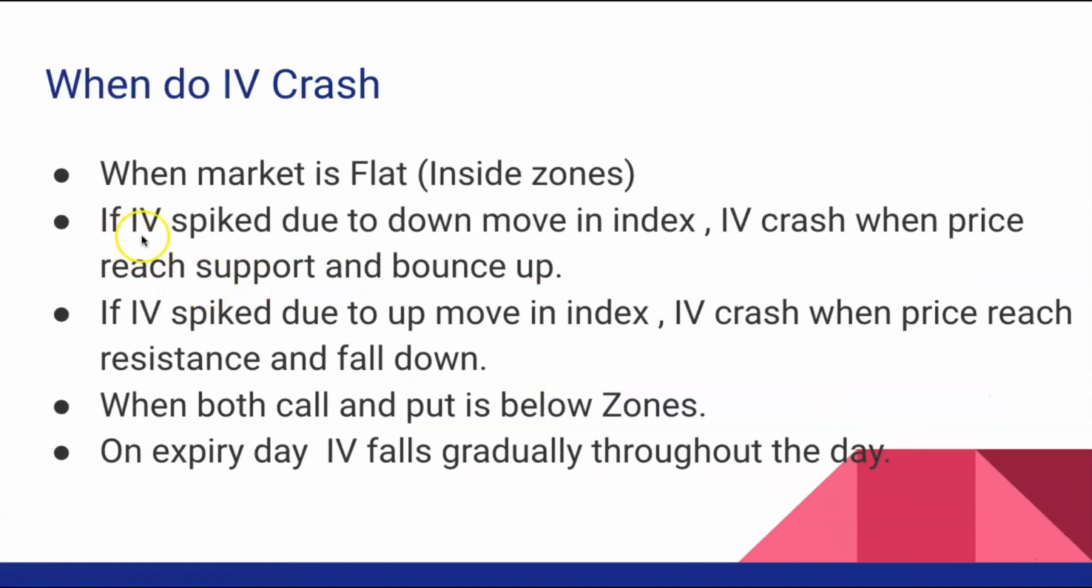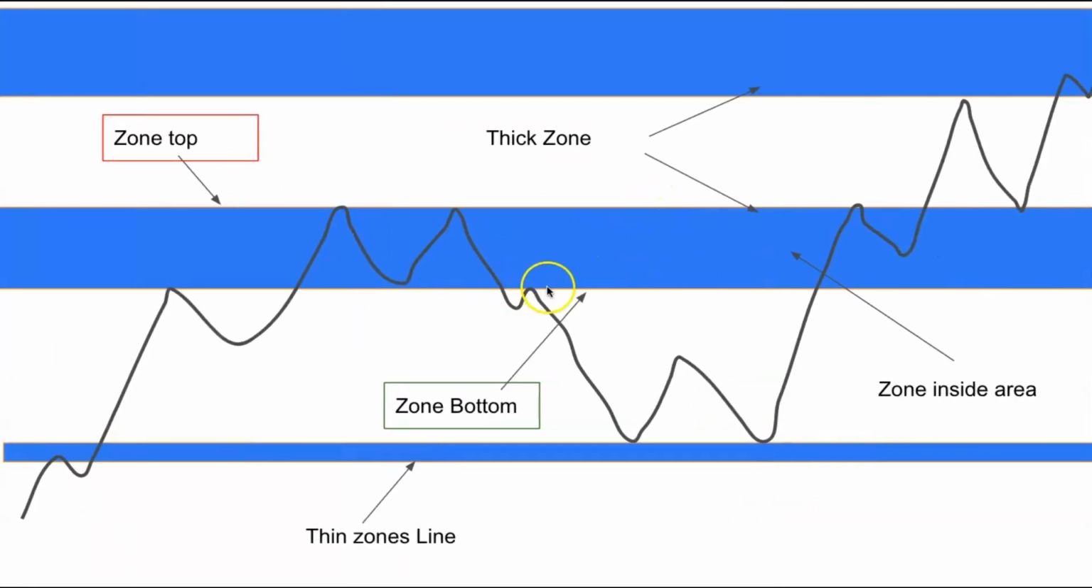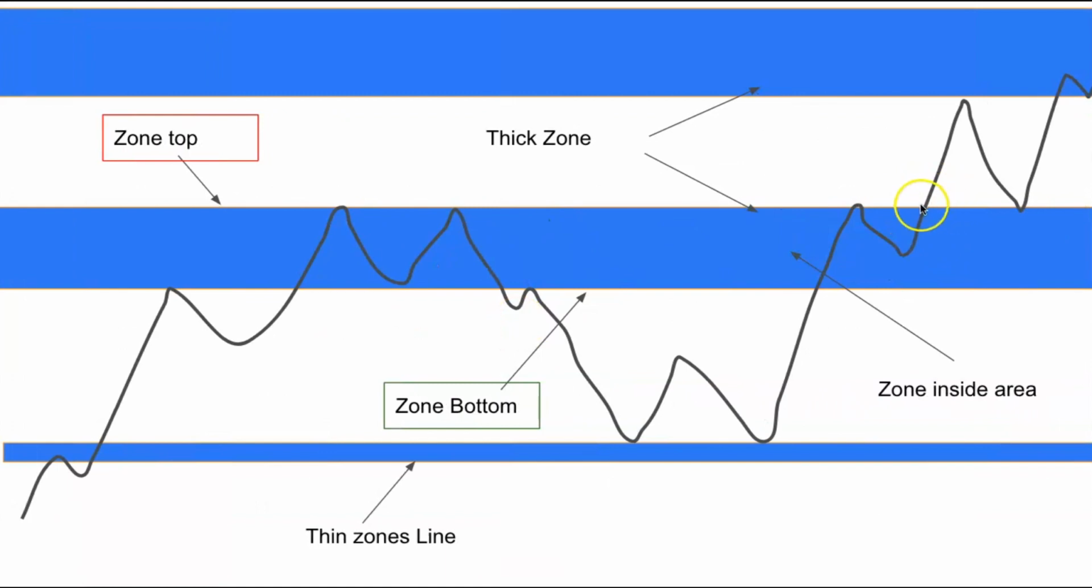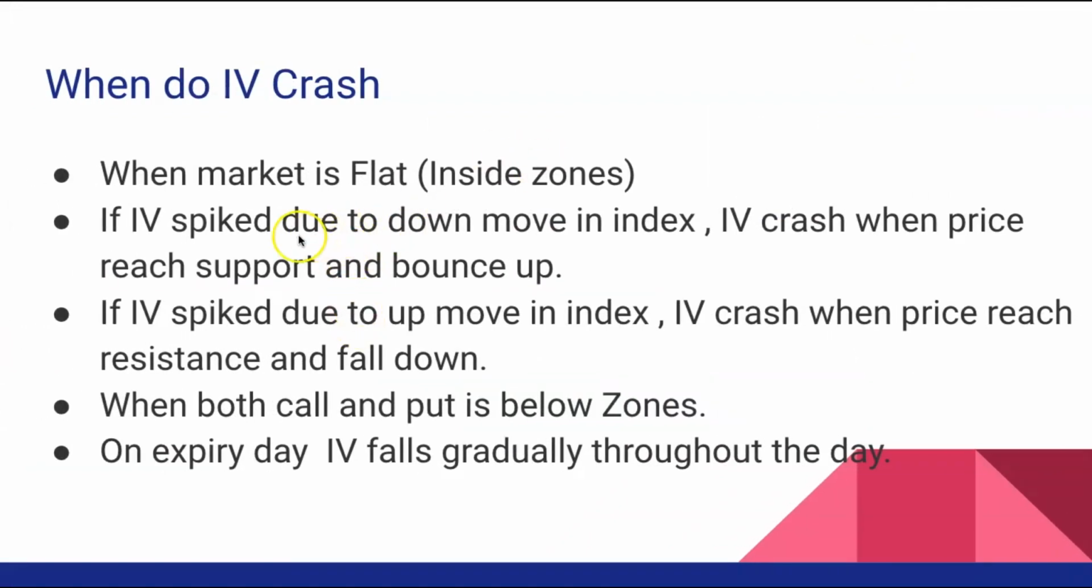And the next one is if the IV spiked due to a down move in the index, the IV crashes when the price reaches support and bounces up. For example, if the market is falling and the IV is spiking up, when the market bounces from the next support, this is where the IV crash will happen. Or another example: if the IV spikes on an up move, like the market is breaking above the zone and going up, and the IV is spiking in the up move, if it reaches the resistance and returns back, here the IV will be crashing. So these are the 2 points.